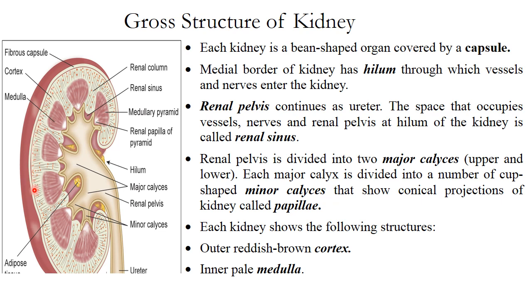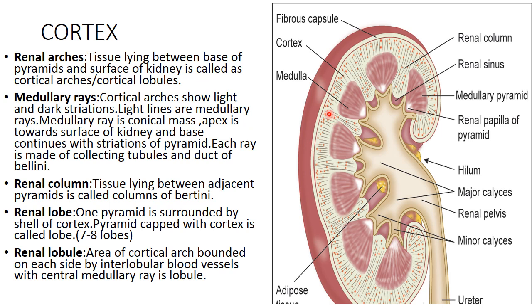The kidney has outer reddish brown cortex. So the outer reddish brown is the cortex. When we take the cut section, longitudinal section of the kidney, we can see the outer reddish brown area is the renal cortex, and the inner pale area is medulla. So in this slide we will see the tissue or structures related to the cortex.